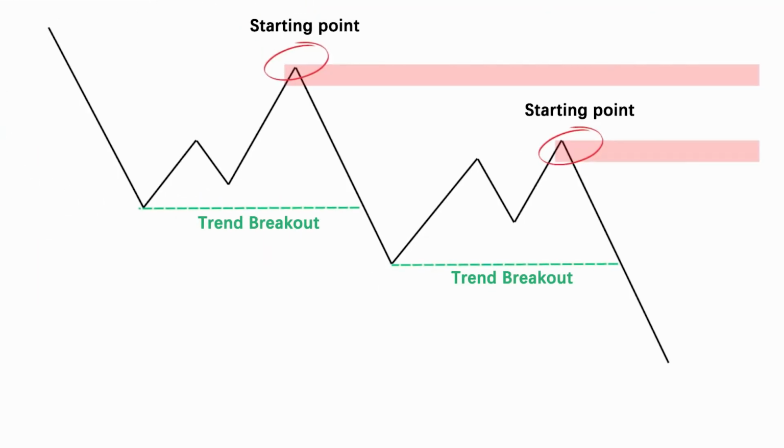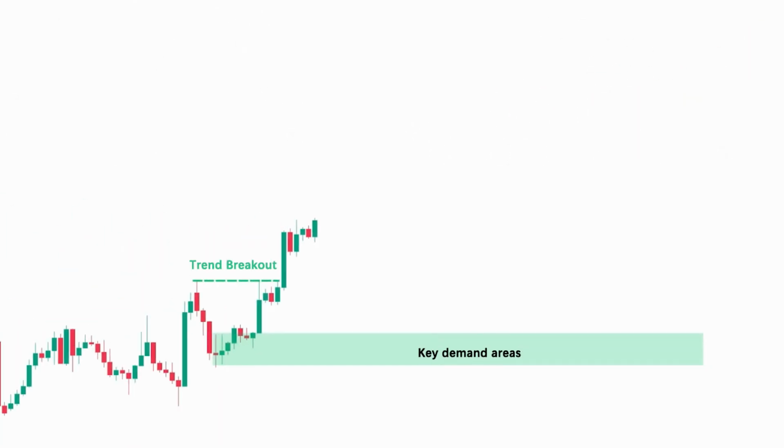On the contrary, a high-quality supply area must be formed by the supply area that forms the starting point of the bottom-to-bottom downtrend structure. Of course, if there is liquidity and imbalance area below this supply area, it will also increase the trading success rate of this supply area. For example, in this case, you can see that the price is currently in an uptrend. You can see that this is the beginning of a top-to-top uptrend structure. Therefore, the key demand area is here.